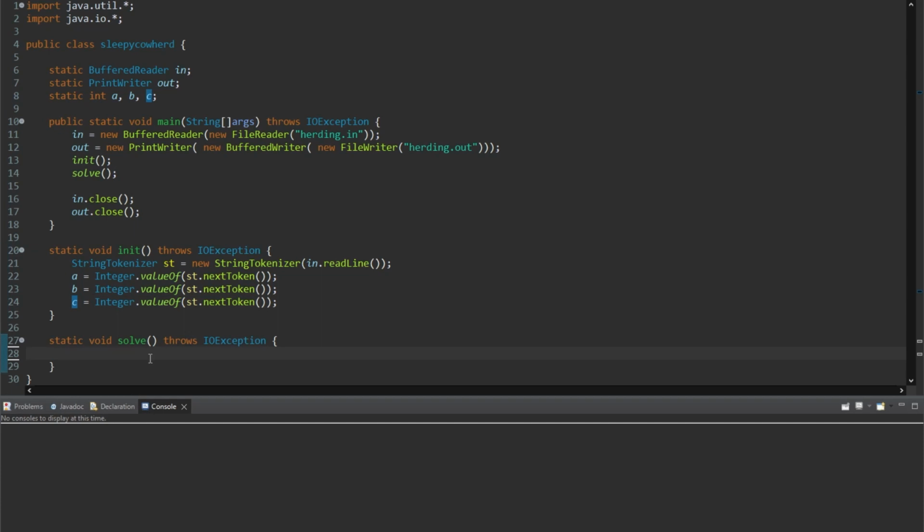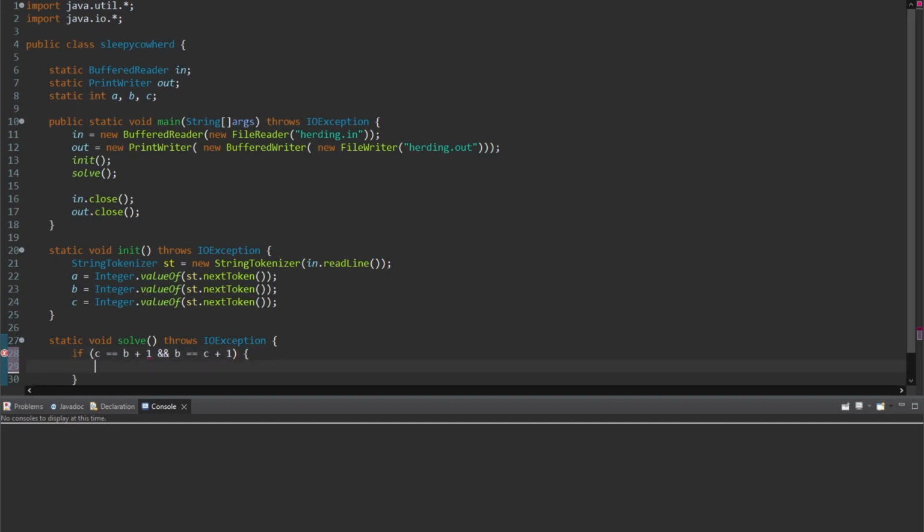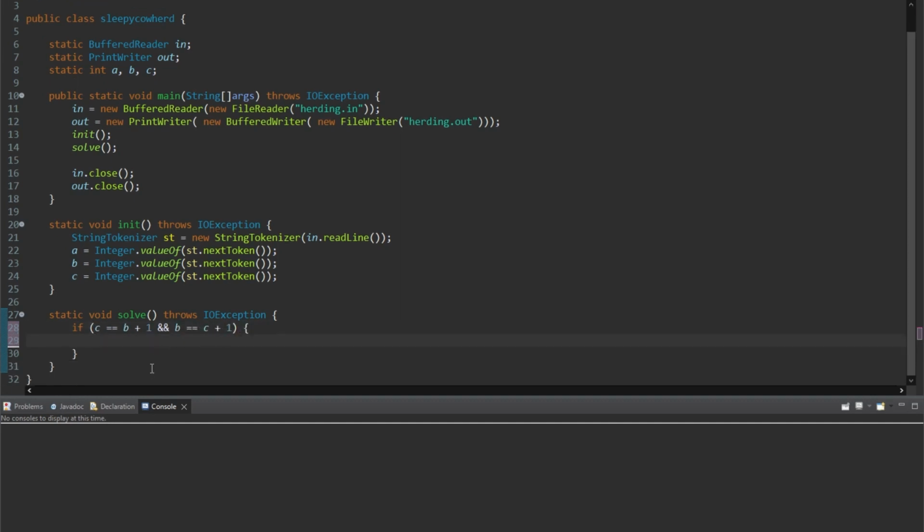So remember that if A, B, and C are consecutive, then we can just output a 0 and a 0, right? So that's because we don't really need to change anything about that because if they're already consecutive, there's nothing to move. So we're just going to do out.println 0, and we're going to do that 2 times, right, because we need to do the minimum and the maximum.